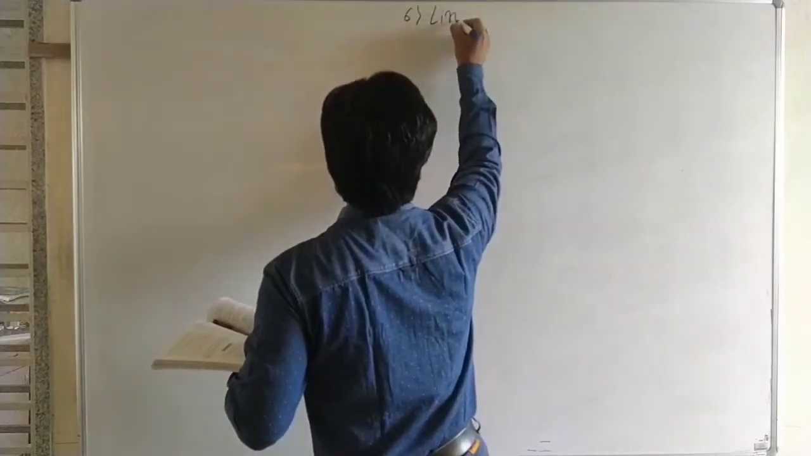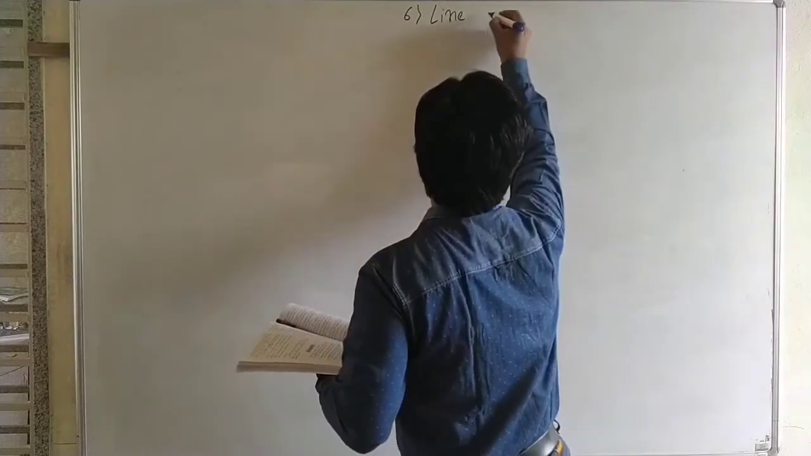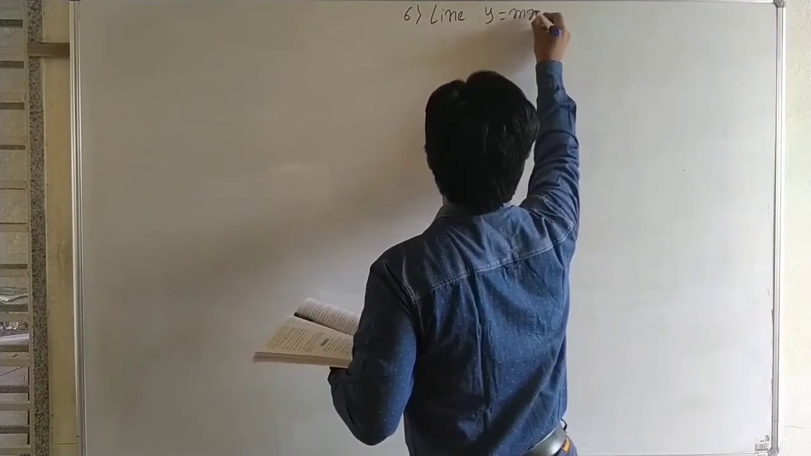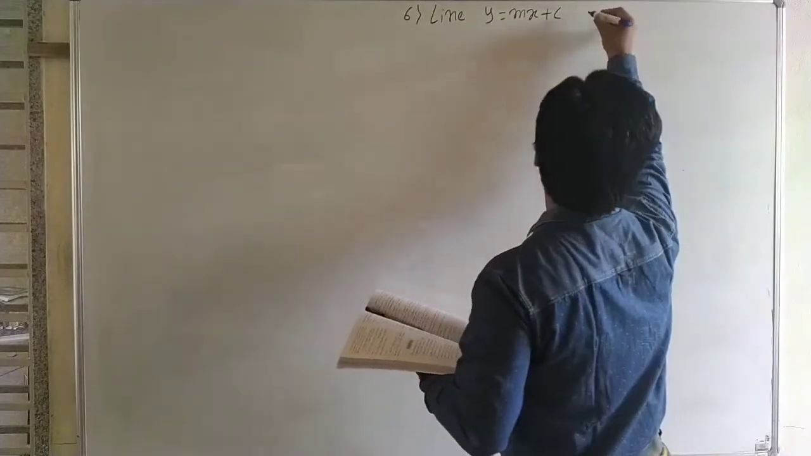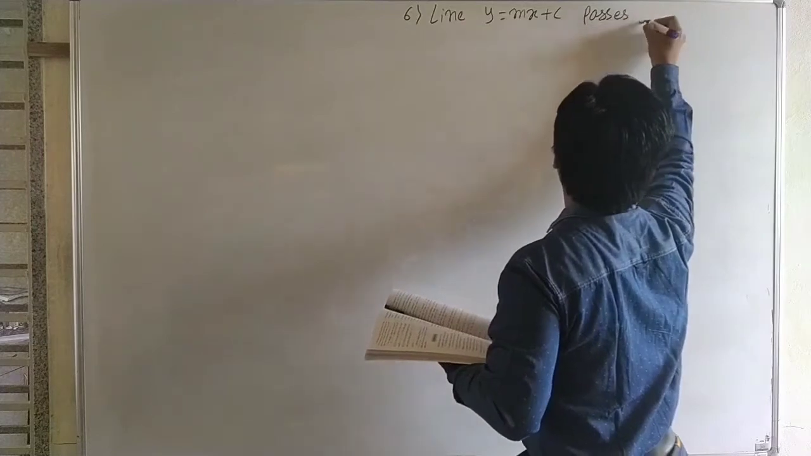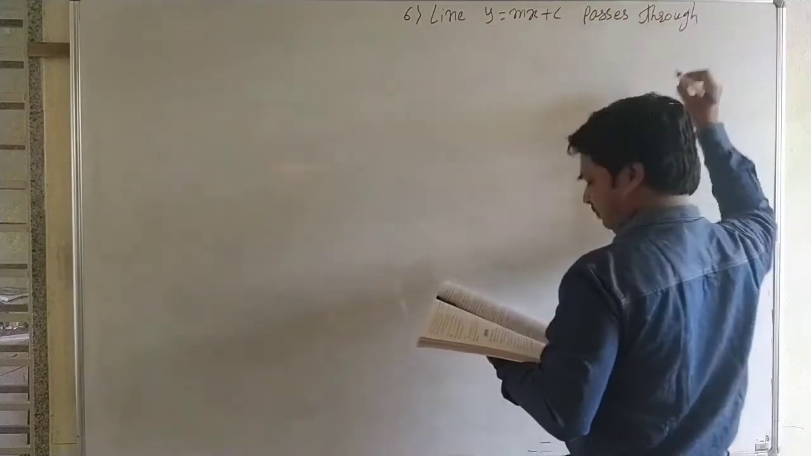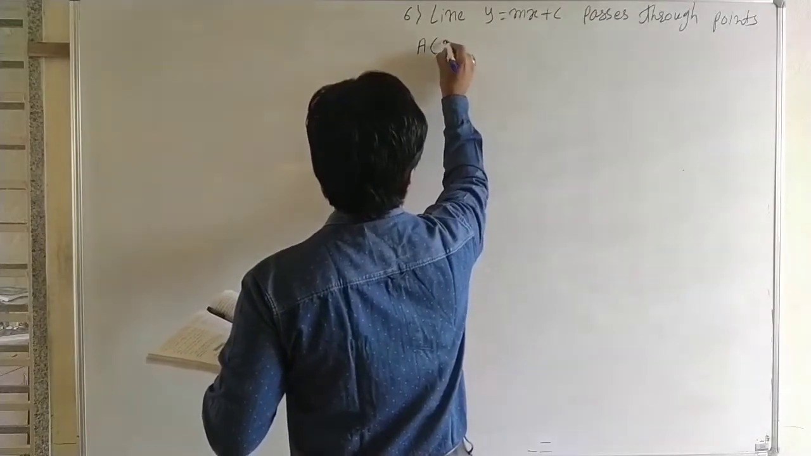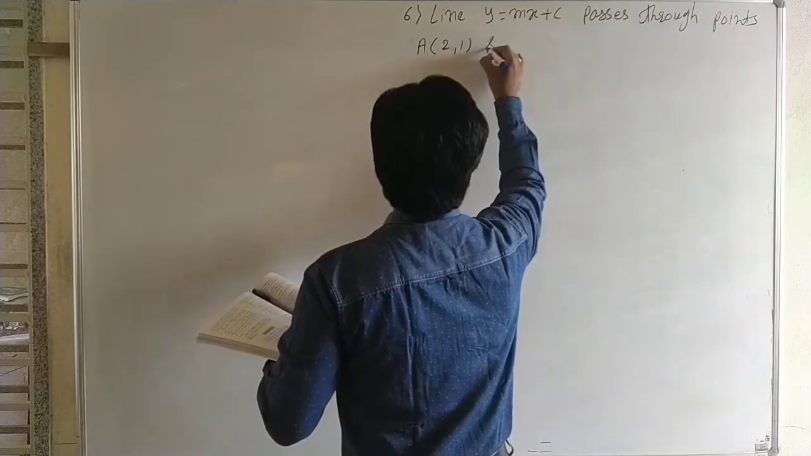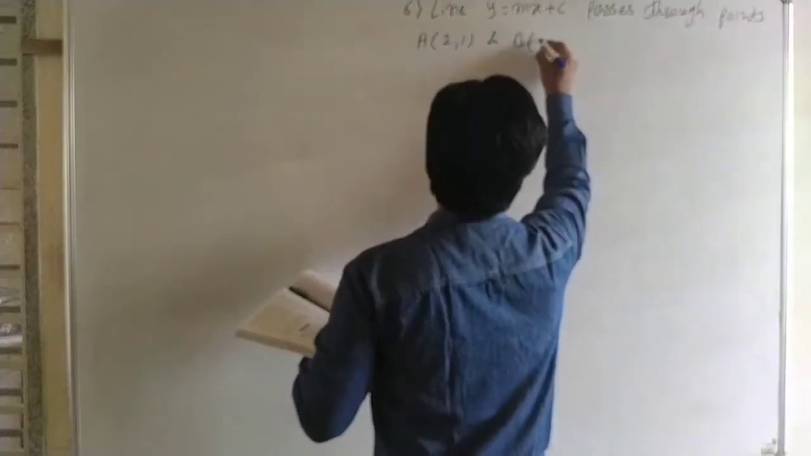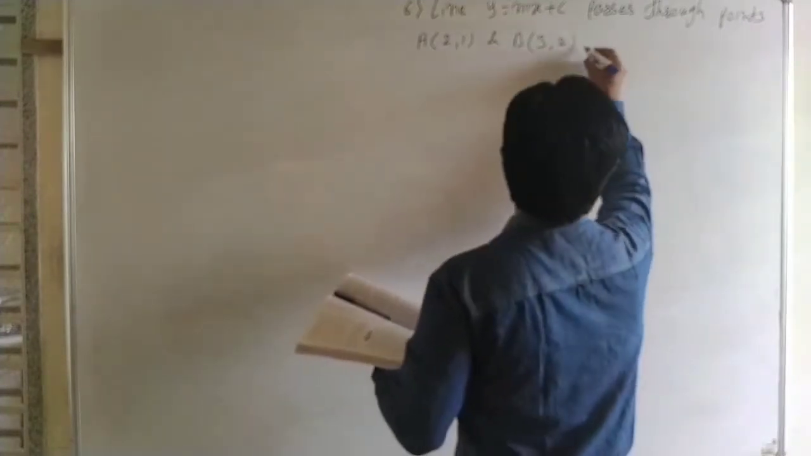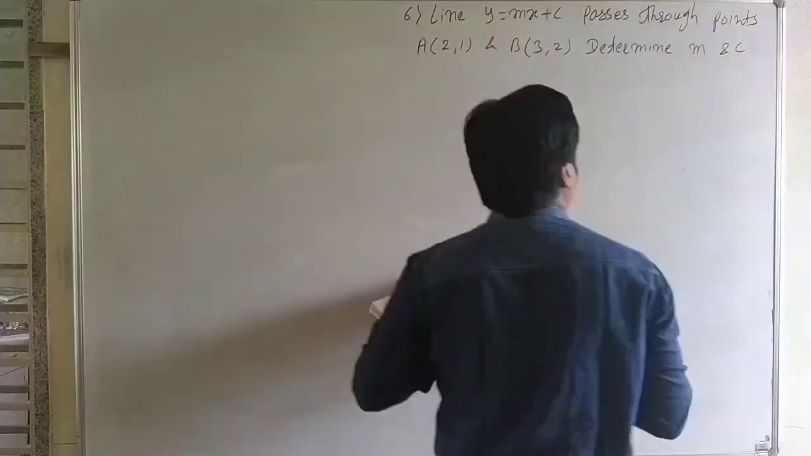Line y is equal to mx plus c passes through points A (2, 1) and B (3, 2). Then determine m and c.